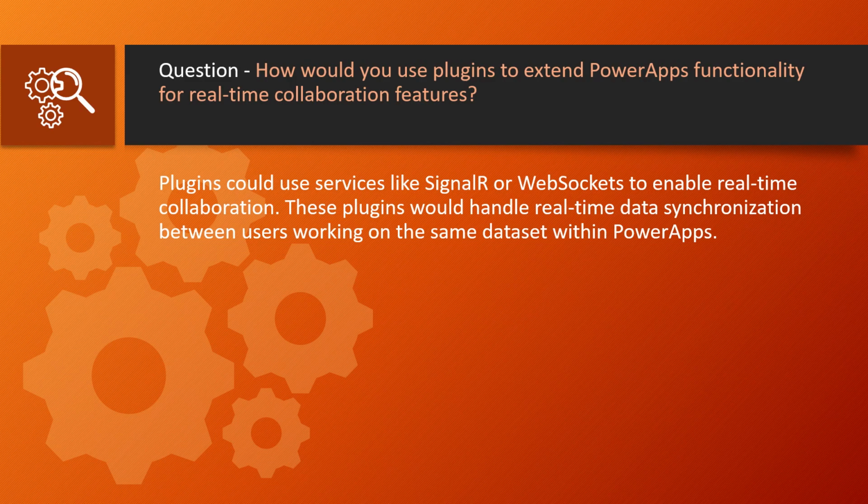How would you use a plugin to extend Power Apps functionality for real-time collaboration features? Plugins could use services like SignalR or WebSocket to enable real-time collaboration. So for real-time collaboration we need to use SignalR or WebSocket. These plugins would handle the real-time data synchronization between users working on the same dataset within Power Apps.